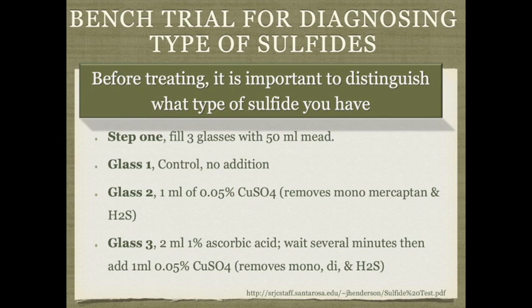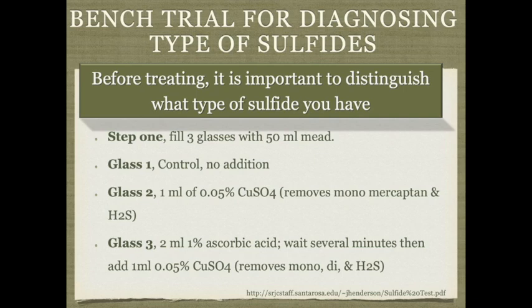Well, before treating your sulfide flaw, it's important to identify what type of sulfide you have, and this can be done with a bench trial. Now, it's really important to mention here, these are for smelling and not for tasting because you're going to be using a very high level of copper sulfate, and so you don't want to drink any of these samples. So you'll have 3 glasses with 50 milliliters of mead. Glass 1 will be the control, so that's the untreated mead that you're going to compare it against. Glass 2 will have a milliliter of 0.05 copper sulfate. That'll remove the mercaptan and also the hydrogen sulfide.